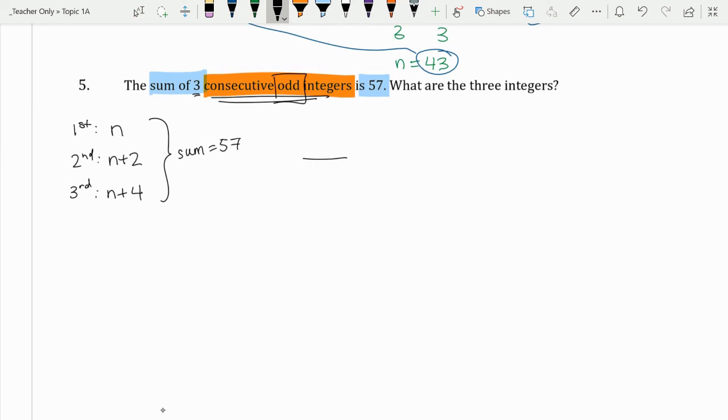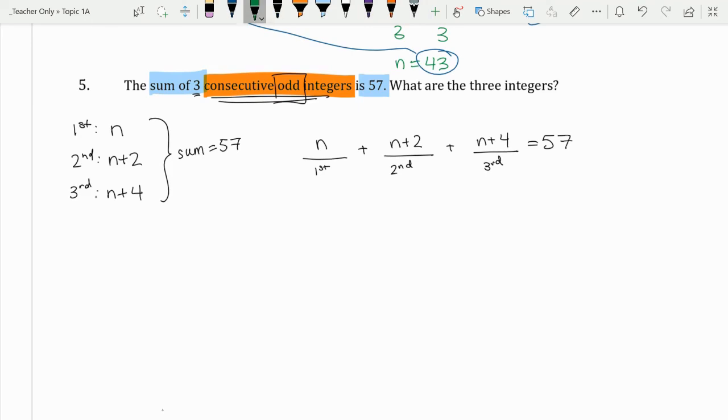In other words, one number plus the next equals 57, and all of them are odd. So we don't know what the first, the second, or the third numbers are, but we know we're going to use our labels from over here. Our first number is n, our second is n plus 2, and our third is n plus 4.